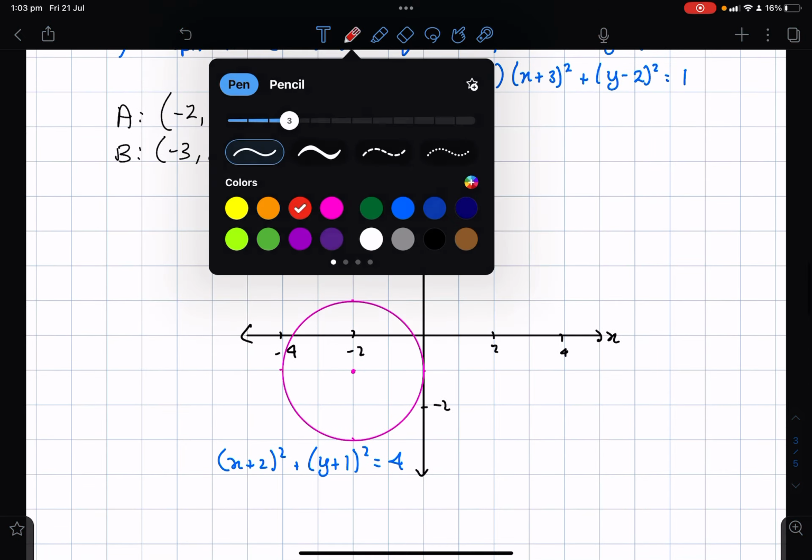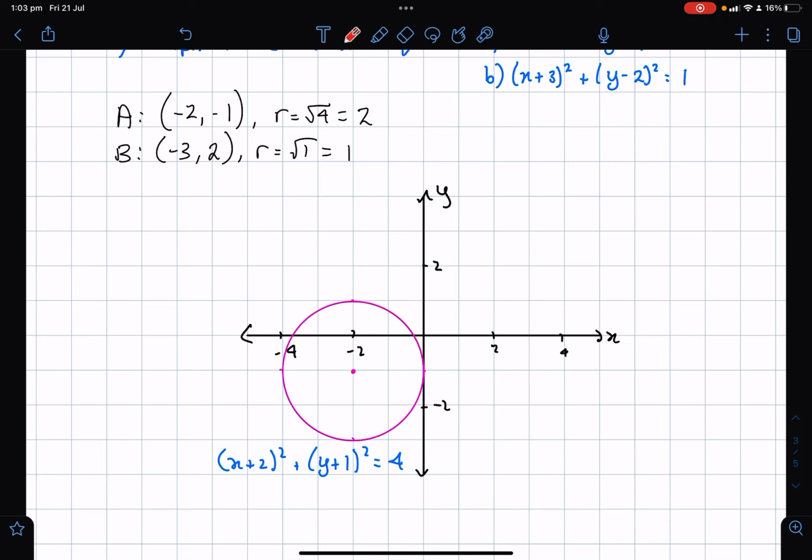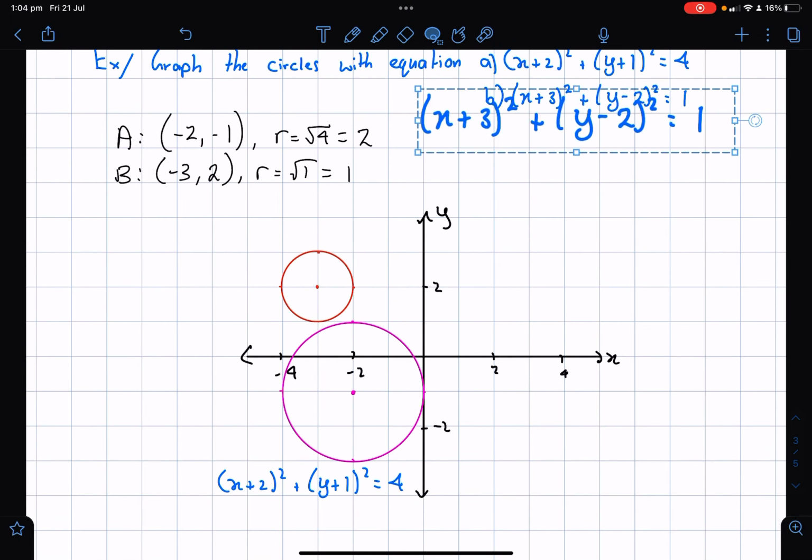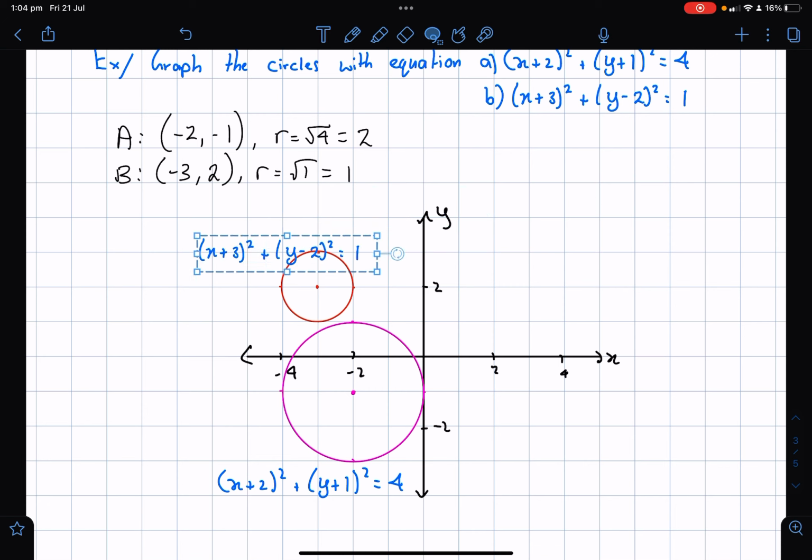Now circle B, let's do in red. (-3, +2). So that's a center here. And it has a radius of 1. So 1, 2, 3, 4. And again, drawing in our circle, I'm just going to cheat a little bit. Nice fitting circle there. And again, I'm going to steal my equation. Okay, so they're my two circles graphed. Really important that we're getting these signs correct in here.